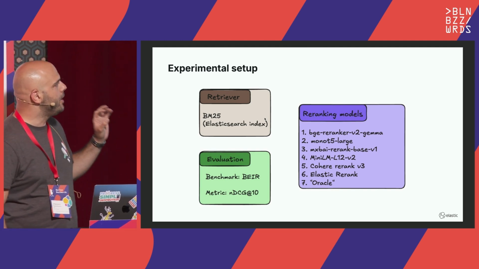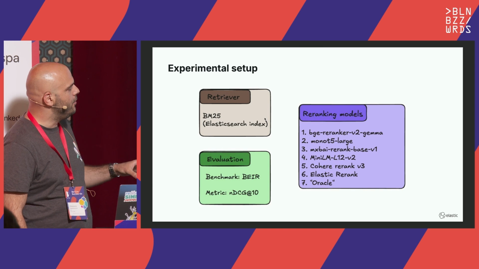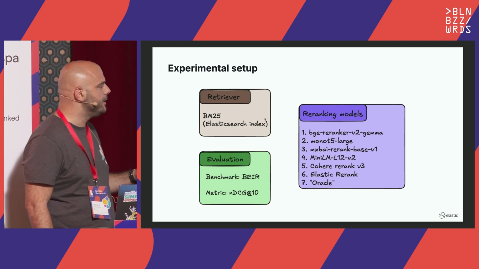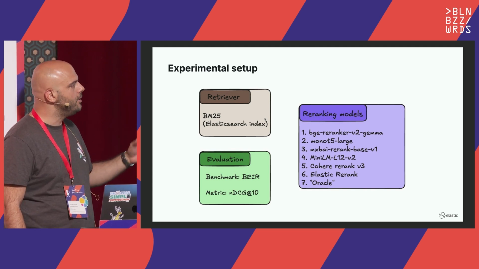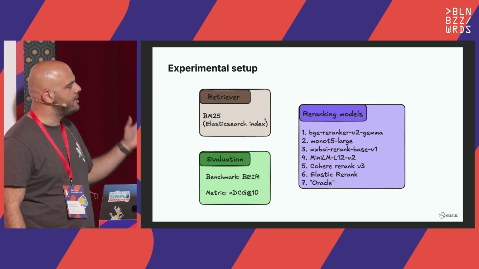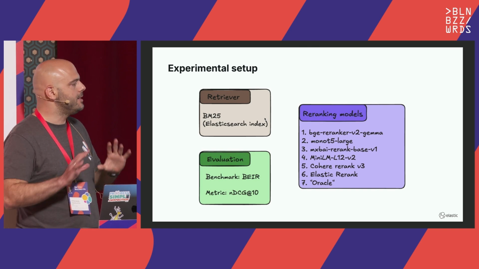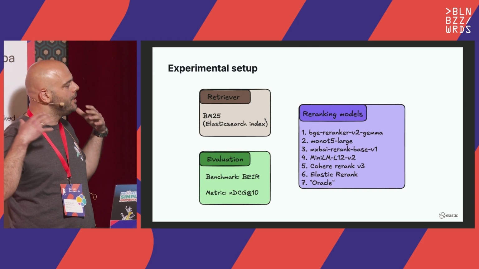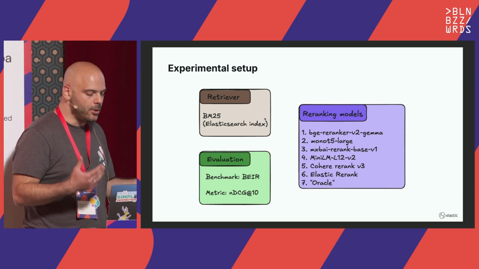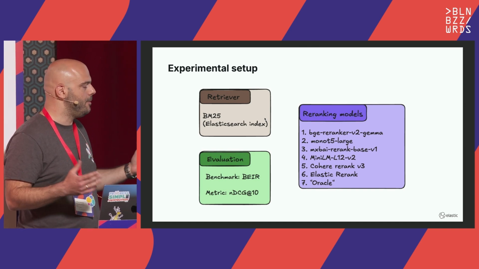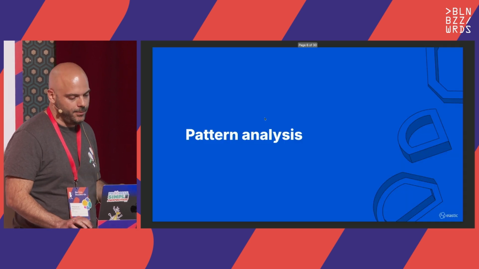Here's the experimental setup. We have a retriever, which is BM25, and we use an Elasticsearch index for this. For the evaluation, we're using the BEIR benchmark, and the metric is NDCG at 10. And we have a list of reranking models. There's a variety of sizes and effectiveness, some open ones, some commercial ones. We also have the Oracle reranking, which is the last one, which is just the ideal reranker, which we assume has access to the relevance judgments for a particular dataset. So provided with a list of documents, it will do the best reordering that can be done. And we'll see in the next slides why this can be useful.